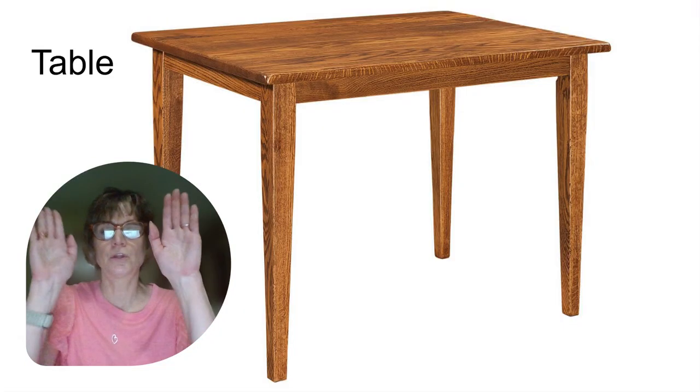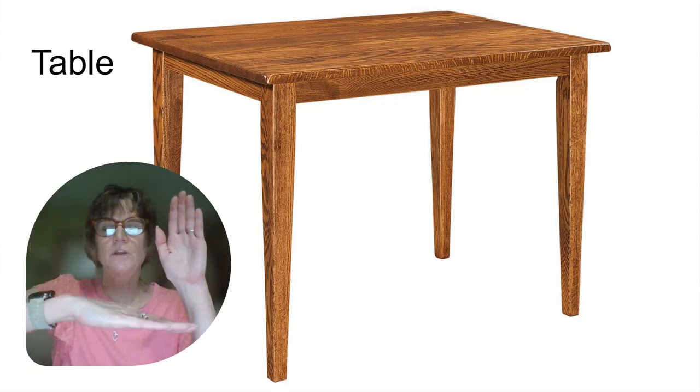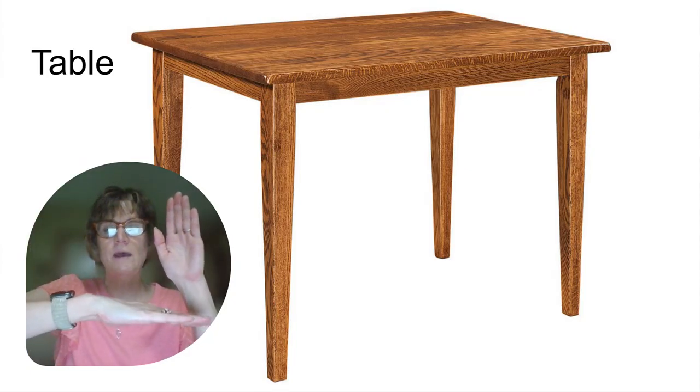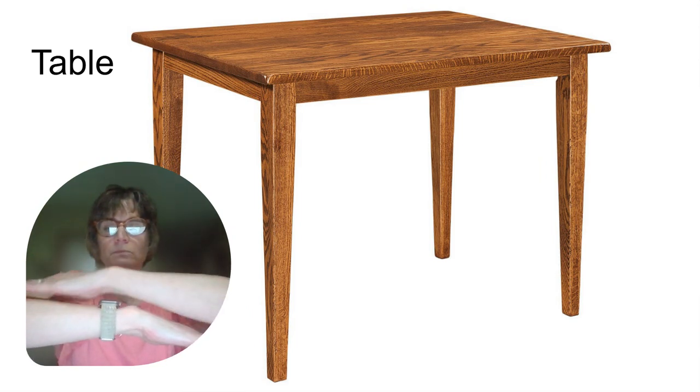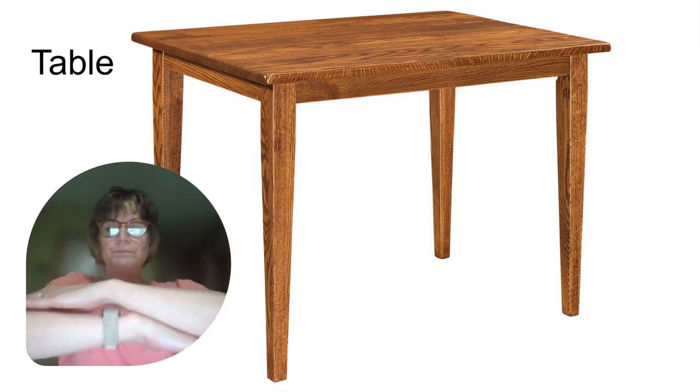Table. You're going to use both arms. Your non-dominant arm is going to go face down. Your dominant arm will be on the top, and you touch twice. Table.